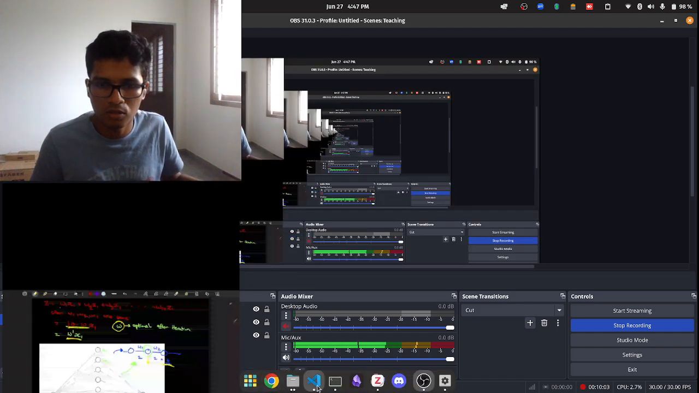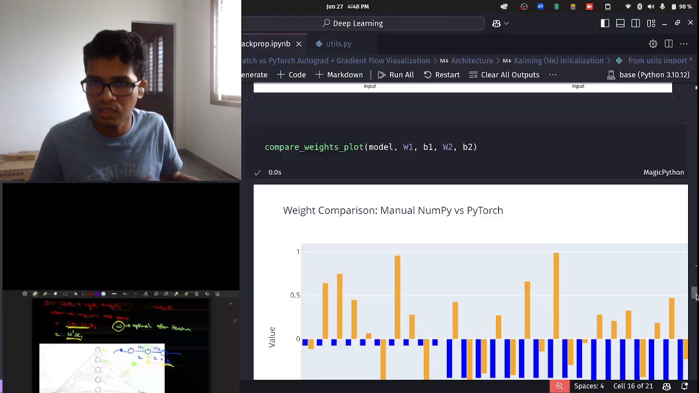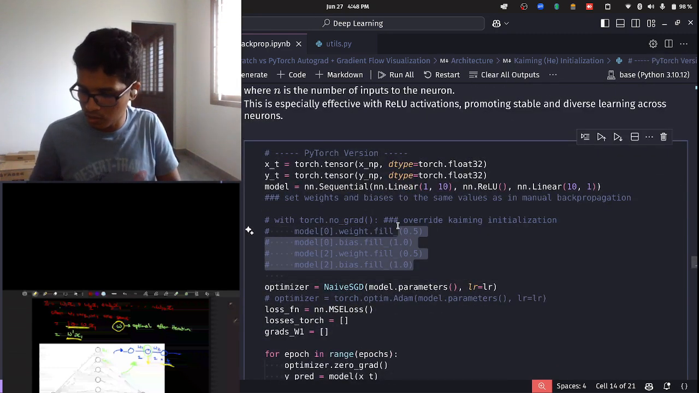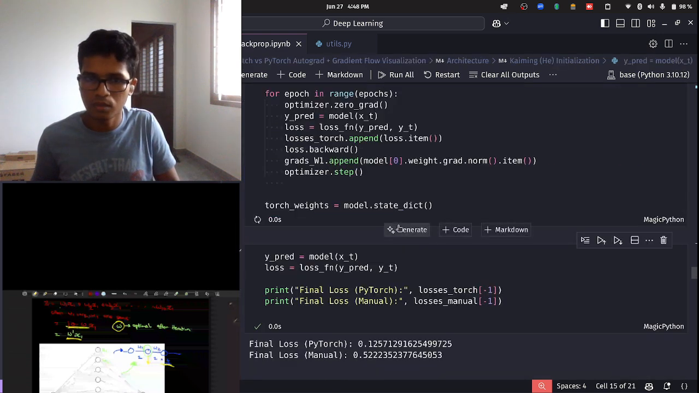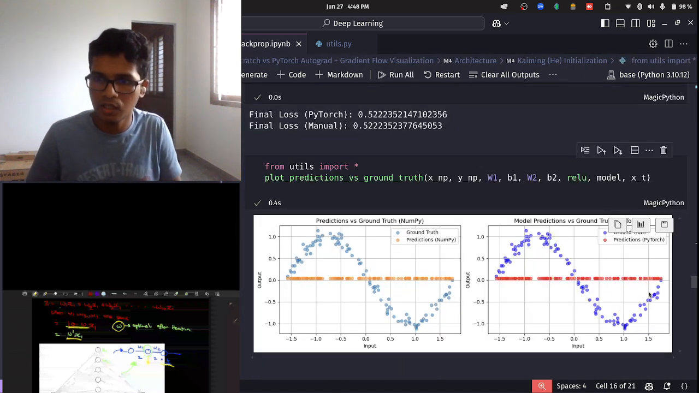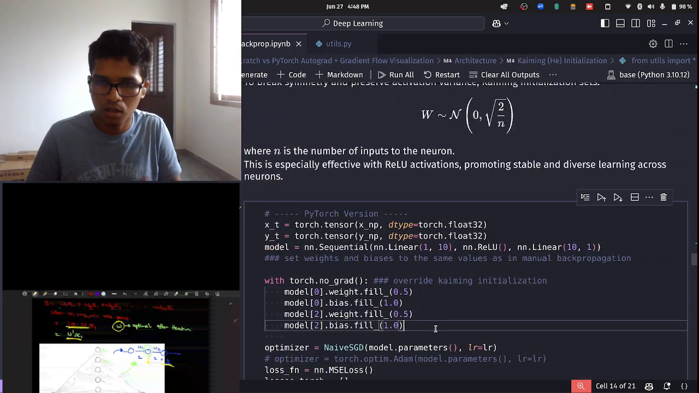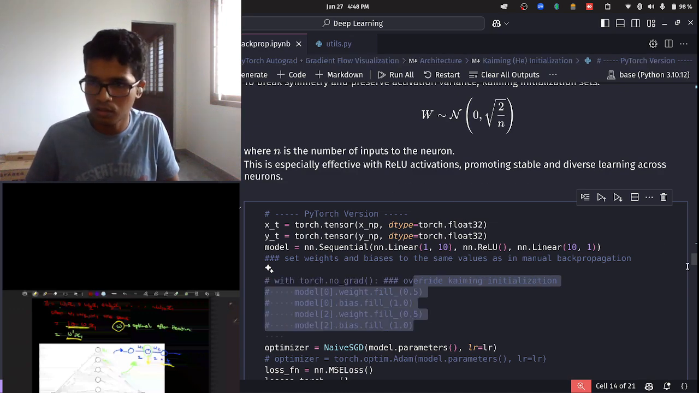So if we go back to the implementation, let's see what happens if we use the same initialization for the PyTorch model also. And yes, we can see the same degenerate effect as we saw in the NumPy model. So I'll just revert it back.